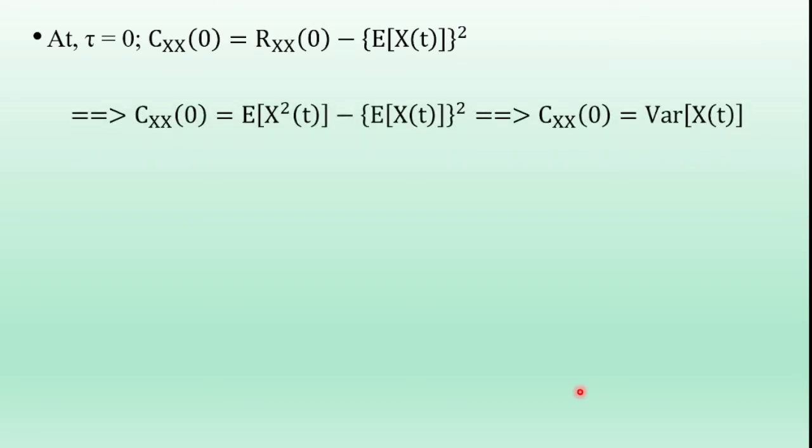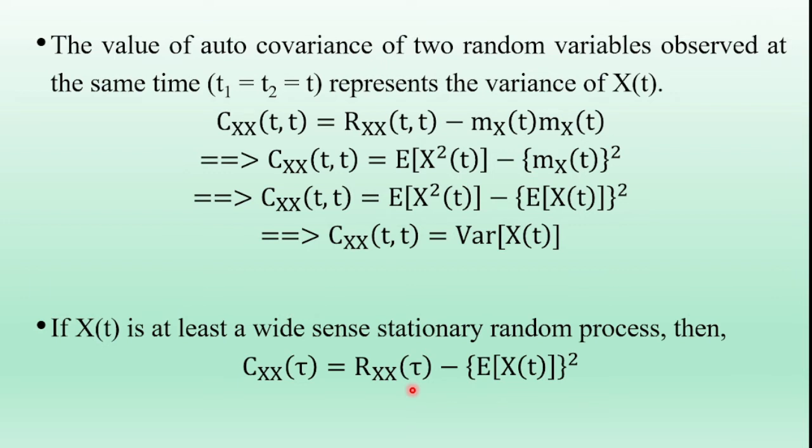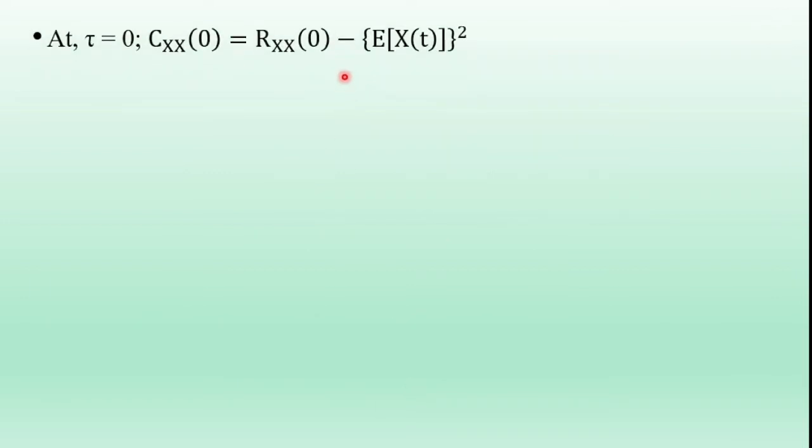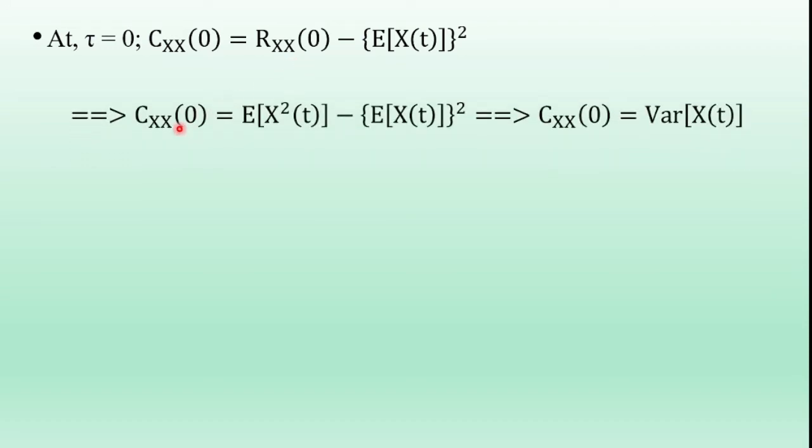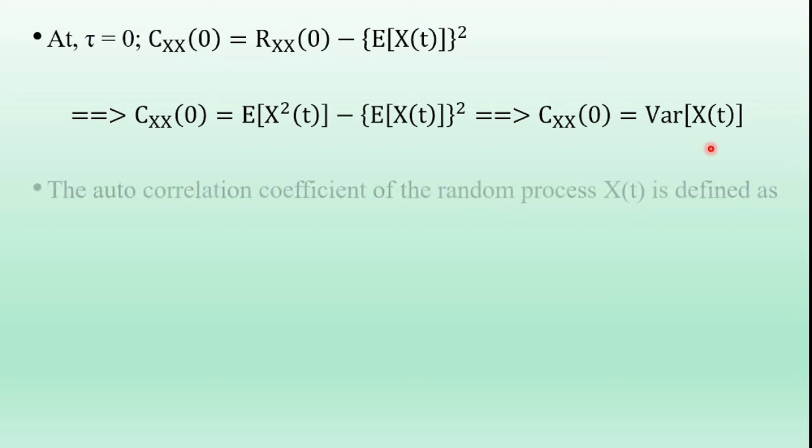And next, the autocorrelation coefficient. From the above expression, substitute tau is equal to 0 in this equation. We get Cxx of 0 is equal to Rxx of 0 minus expectation of x of t whole square. From one of the properties of the autocorrelation function of the random process, the value of Rxx of 0 is expectation of x square of t. So therefore, Cxx of 0 is equal to expectation of x square of t minus expectation of x of t whole square. The RHS term of this equation is the variance of the random process, that is variance of x of t. At tau is equal to 0, Cxx of 0 is the variance of the random process x of t.